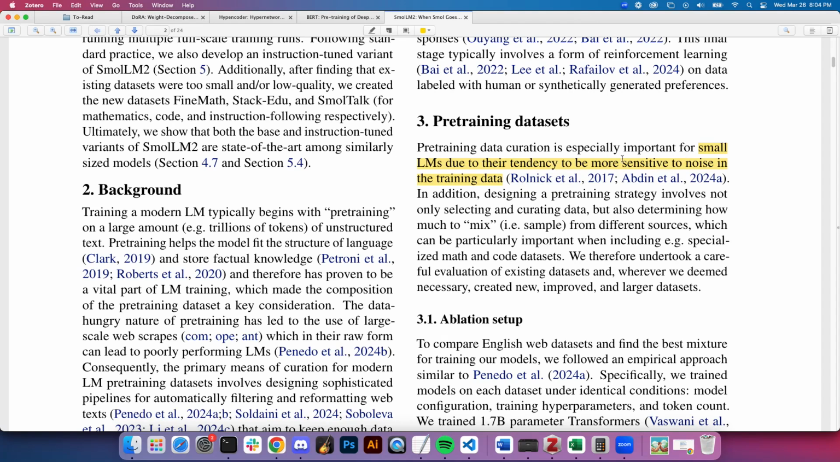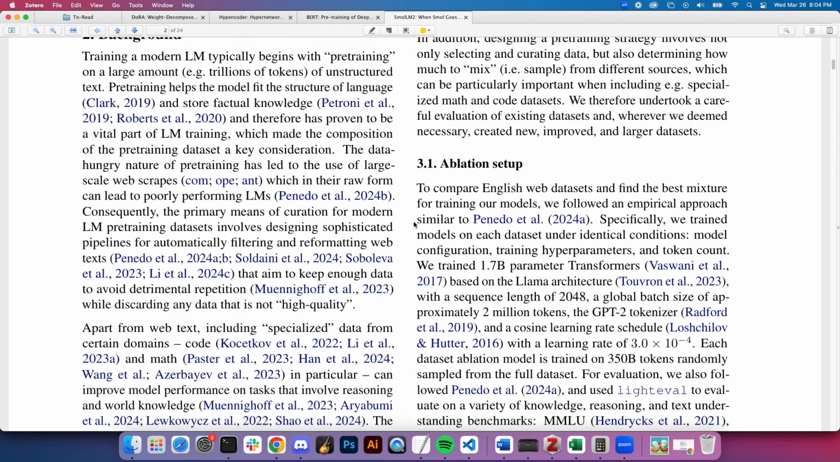Okay, yeah, sensitivity to noise and training data. So in addition, designing a pre-training strategy involves selecting and curating data, determining how much to mix from different sources, and so they do a careful evaluation. And when needed, they can create new data sets.